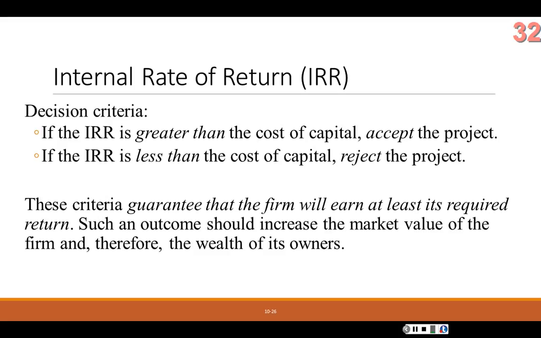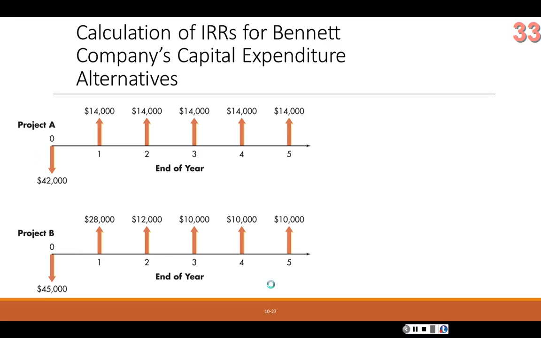If it's mutually exclusive, you accept the project with the highest internal rate of return, given that the internal rate of return is greater than the weighted average cost of capital. So we can calculate internal rates of return for our same example, Project A and B for Bennett Company.